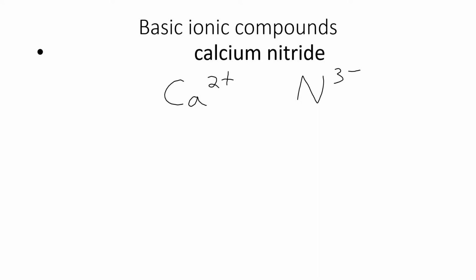Calcium does not form that ion. Calcium only forms +2. Or maybe we could change the charge on the nitrogen. If we made the nitrogen -2 instead of -3, well, we'd have charge balance, but that's not what nitrogen does. Nitrogen's not going to form a -2 ion. Nitrogen has to form a -3 ion. So we can't just change the charges of these. These form specific and set charges.